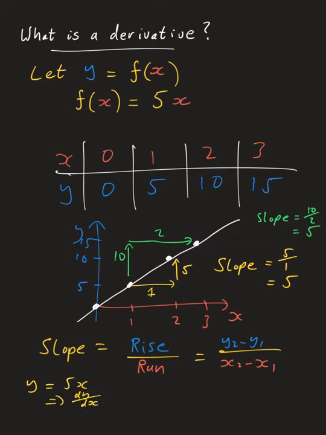This is the same as the derivative. So if y is 5x, dy/dx is equal to 5. And that's the same slope everywhere. So you can pick any 2 points, calculate rise over run, and you get a slope of 5, because the derivative is 5 everywhere.